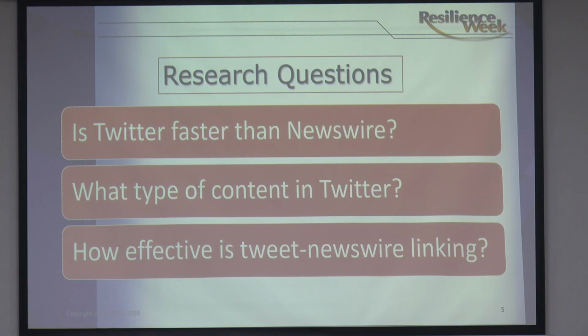And so here are our specific research questions. We have 3 research questions. The first one is, is Twitter faster than Newswire? And you might think that the answer is obvious, but still, we want to quantify how much information appears in Twitter and how fast does it appear. Then, of course, what type of content is present in Twitter data. And also we looked at the question of how effective are some of the techniques that have been proposed for linking the tweets with their relevant Newswire articles. So these are our research questions.